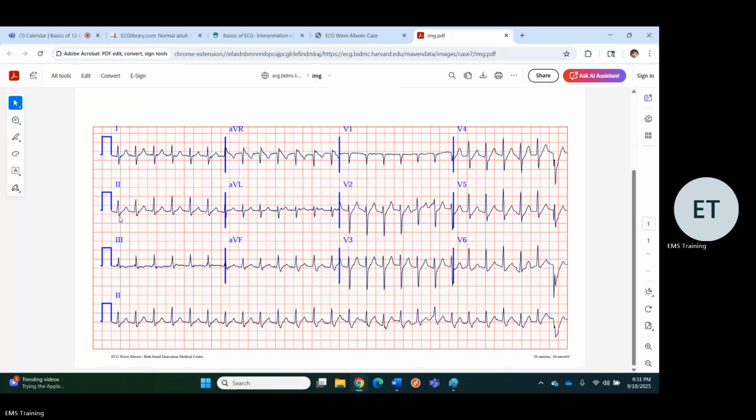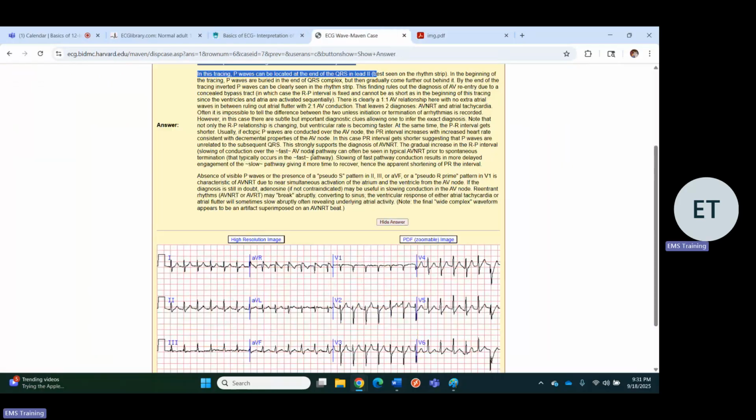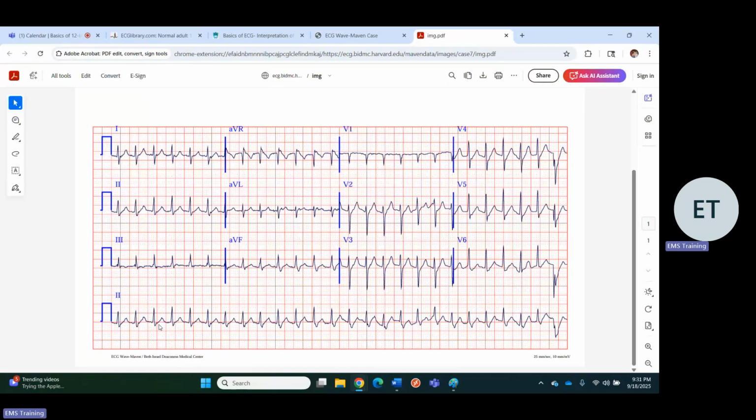All right. Maybe that's what they're calling it. I don't know. I see them best here in aVL. I don't really agree with that. Oh, rhythm strip.